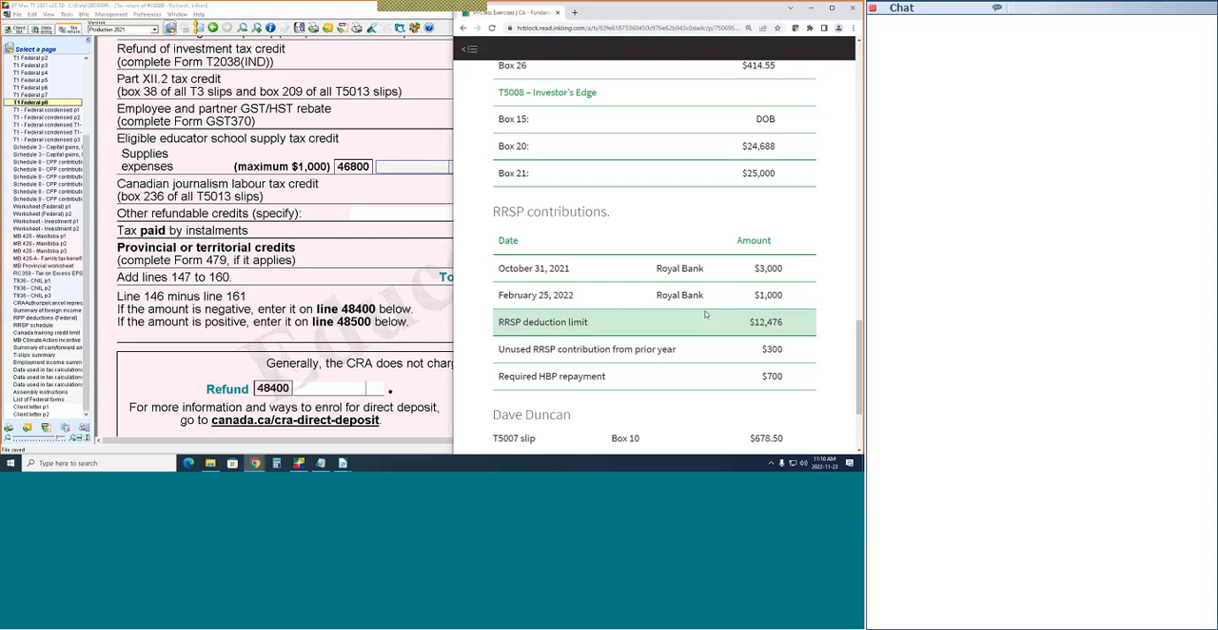This will, of course, be available in your autofill my return. So when you do autofill my return, the RSP deduction limit will be something that you download. Unused contributions will usually also download. RSP slips are less likely to be there only because they come in after March, because you can contribute right up until March 2nd. So because you can contribute later, the banks have a longer time to send it to the CRA, then the CRA has to upload it. So we're very, very often manually entering in our RSP receipts.